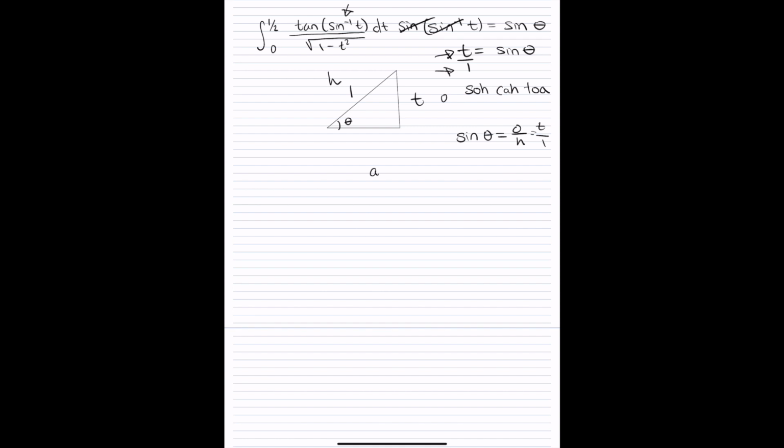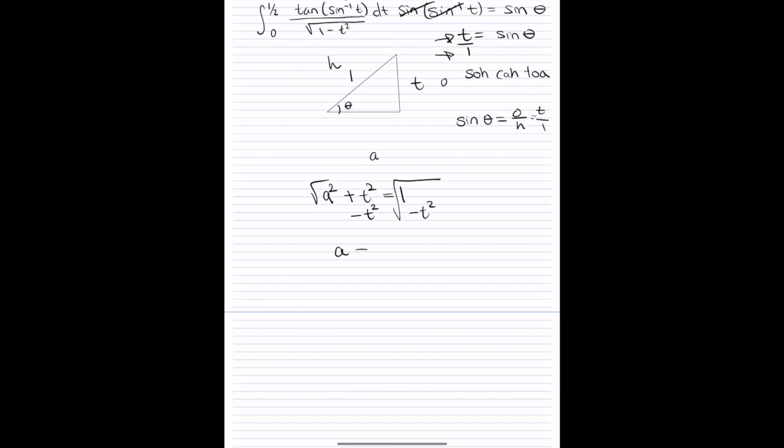Now we need to find out what adjacent is. So adjacent squared plus t squared is equal to 1 with the Pythagorean theorem. So let's go ahead and minus t squared on both sides. And we also need to square root both sides. We end up with a is equal to square root 1 minus t squared. So that's what adjacent is. Let's go ahead and label that.